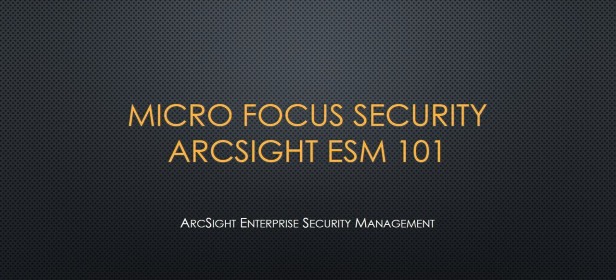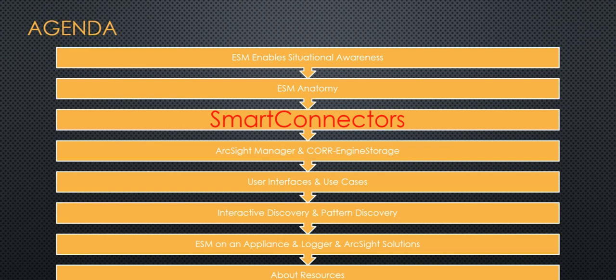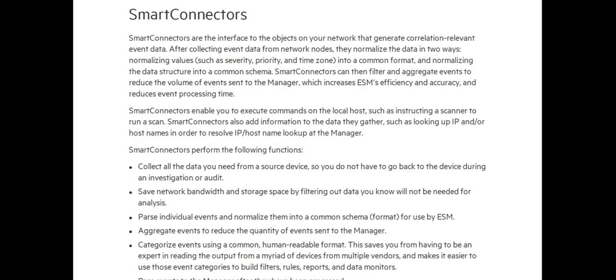We are still in chapter 2 of the ESM 101 document, and now we'll move to a new section, which is the smart connectors. Here is this section in the document. Smart connectors are the interface to the objects on your network that generate correlation-relevant event data. Actually, this means these are the collection points for collecting the logs from your log sources.